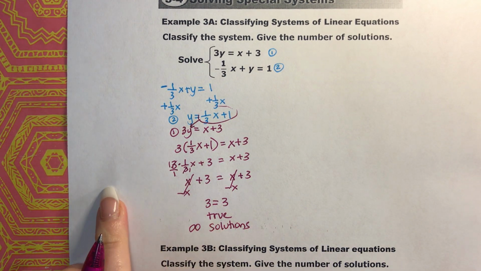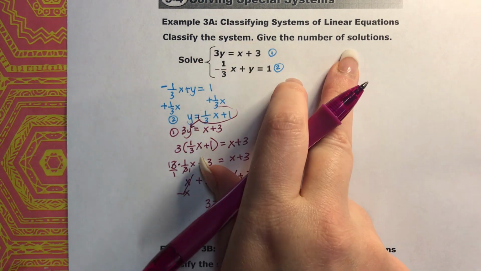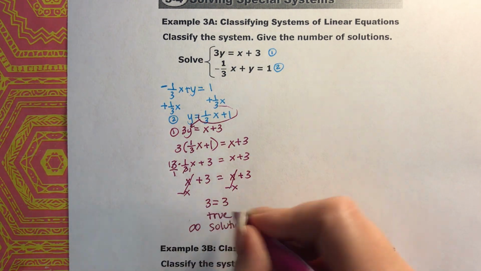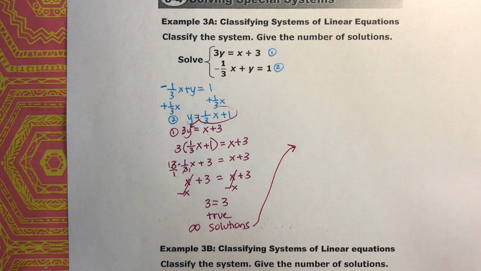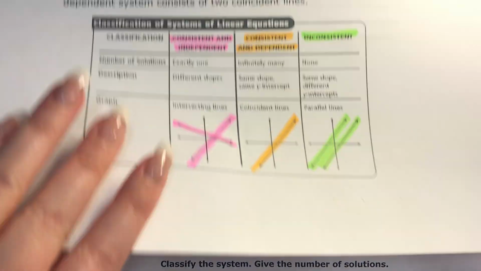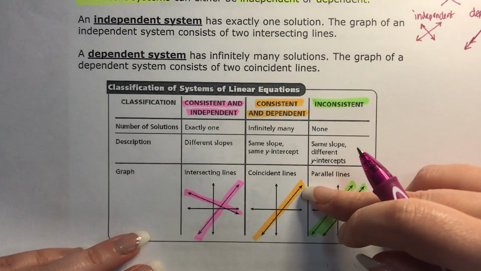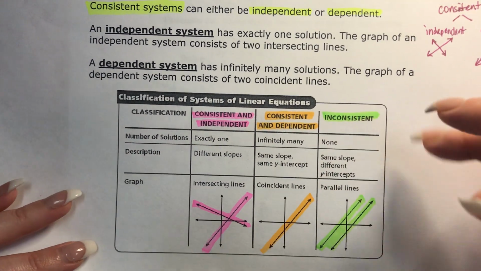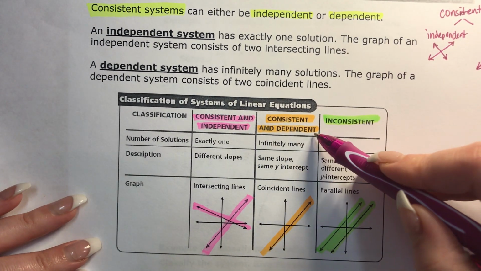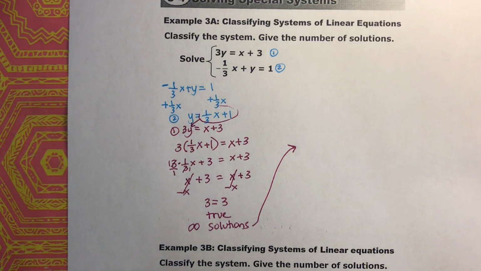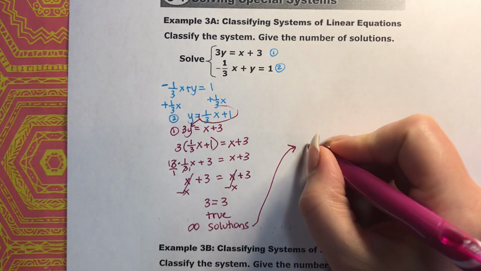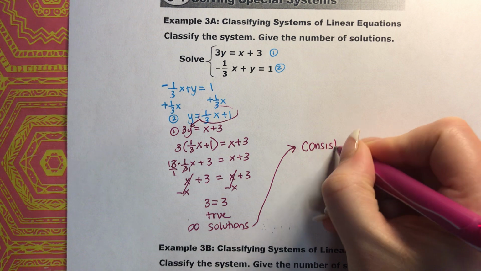Okay, so we have to classify the system and give the number of solutions. So I'm just going to go up here. And if you remember, when we have infinite solutions, that means we have coinciding lines. We have the same line. So that is the consistent and dependent. That is the classification.